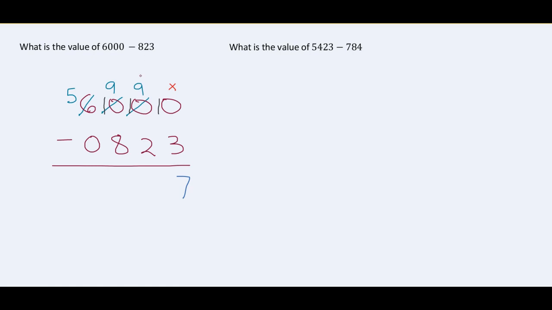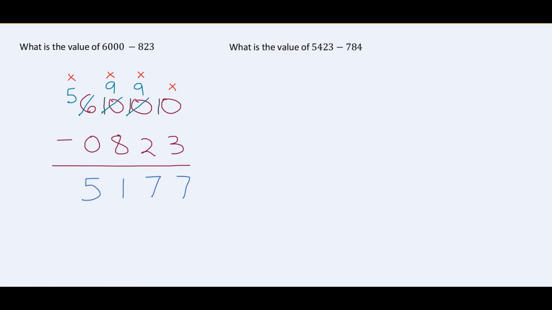Then we switch over to the next neighbor on the left. 9 minus 2, see how that changes? 9 minus 2, that will give us 7. Then we move over to the left hand side. 9 minus 8, that will give us 1. And then we move over to the final column on the left. 5 minus 0, that will give us 5.